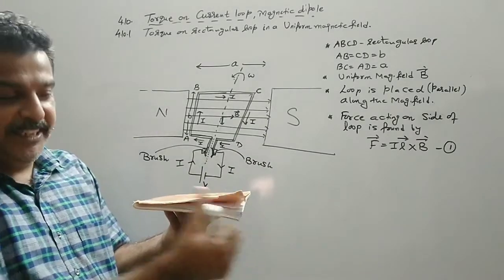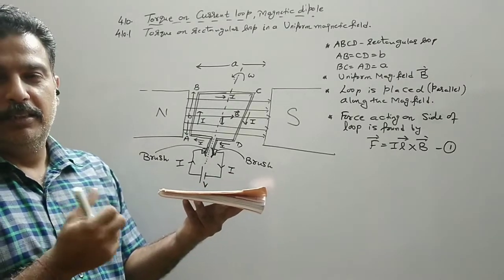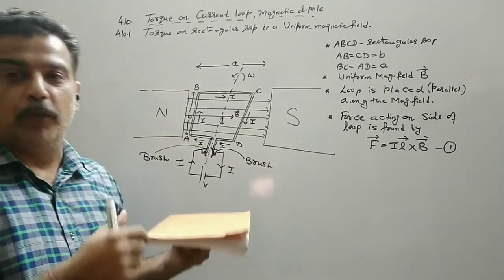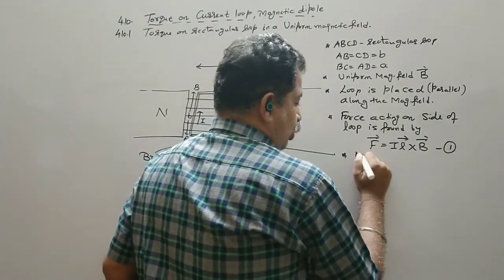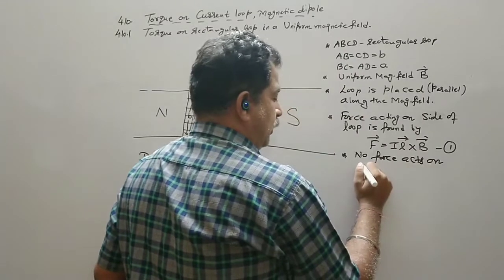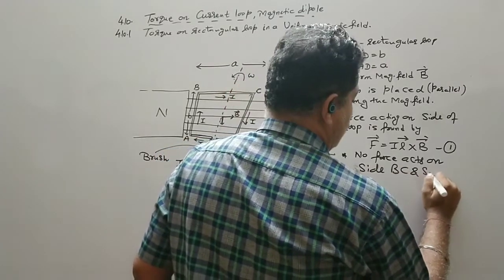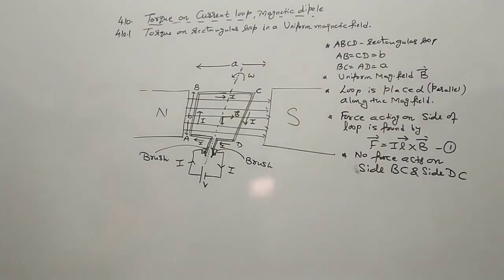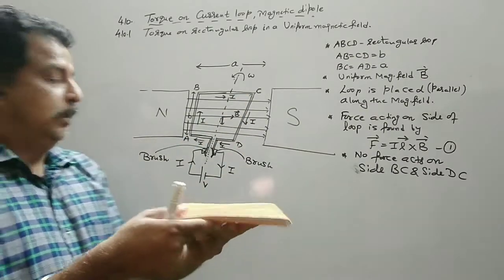And if I take side DA, the entire side DA, then the angle between the magnetic field and dL is 180 degrees. Sin 180 is again 0. So if I apply this formula, no force acts on side BC and side DA. So there are no forces acting on these two sides. So what is left is AB and CD. Now let us see the side AB.